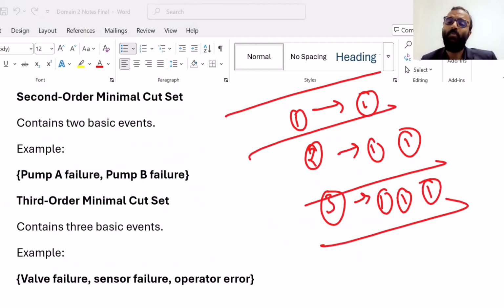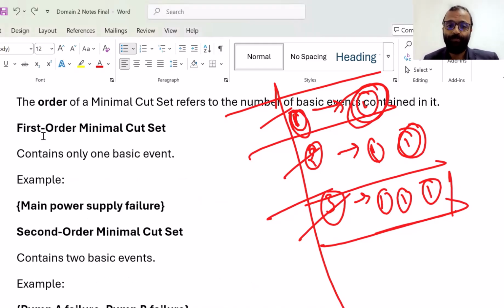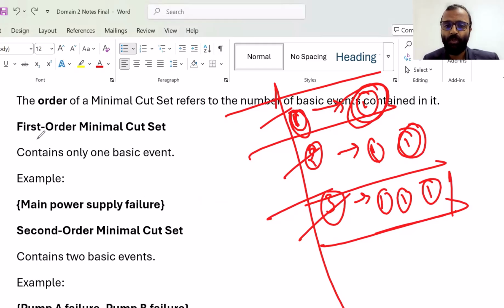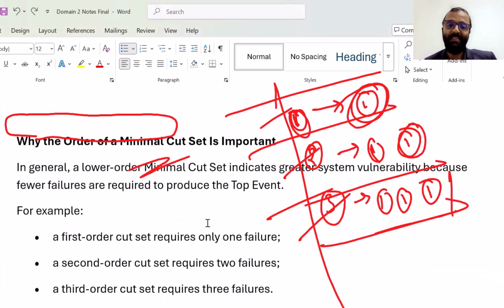Very, very simple. But as a safety professional you need to understand which of these, first order, second order or third order, is most dangerous. See, here only one thing has to fail to become a big accident. Here two things have to fail, and here three things have to fail. So as a safety professional, you need to be more careful about the first order minimal cut set failure, because only one basic event is needed to become a big accident. That is more dangerous; only one is required.